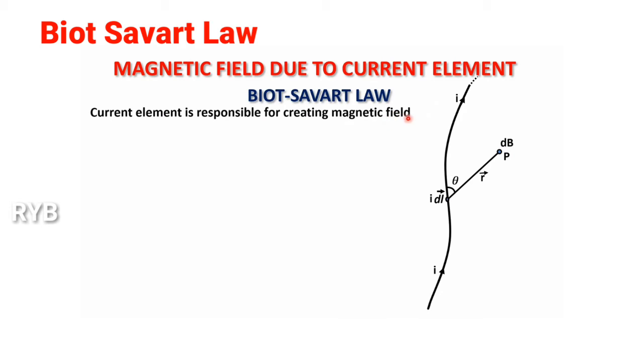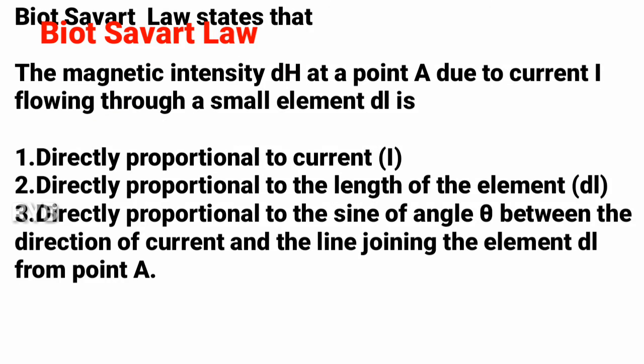For that, Biot-Savart's law states that the magnetic field intensity dH at a point A due to current flowing through the smallest element dl is, first, directly proportional to the current.